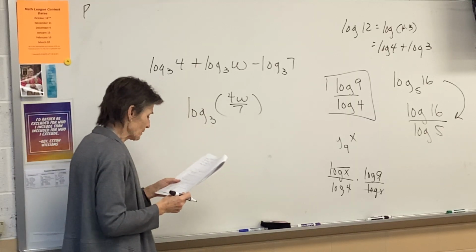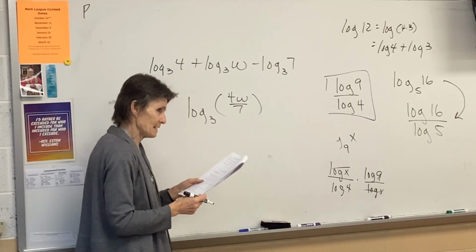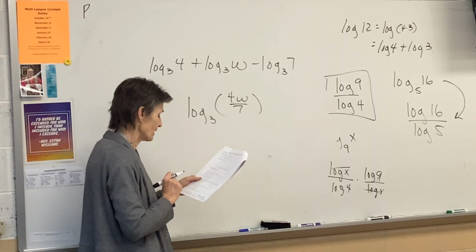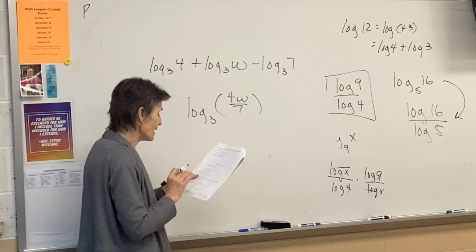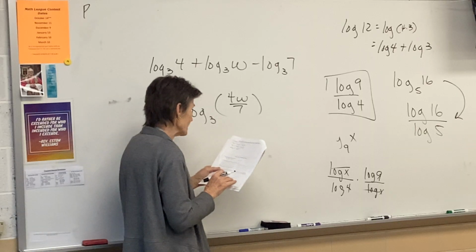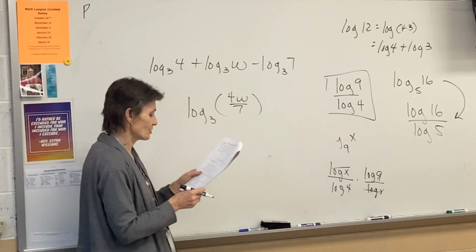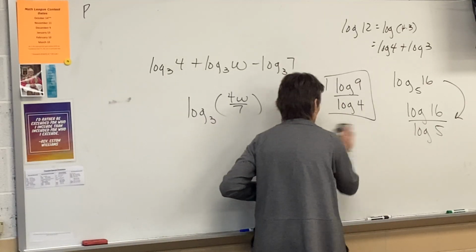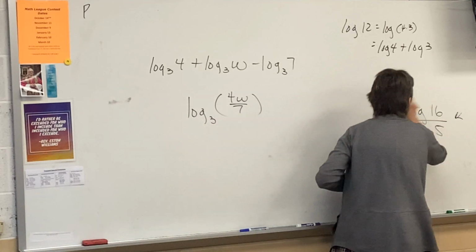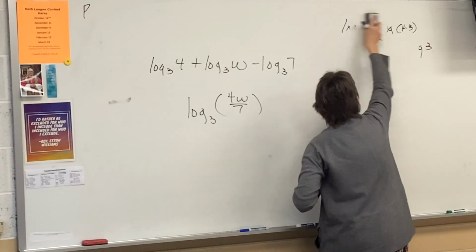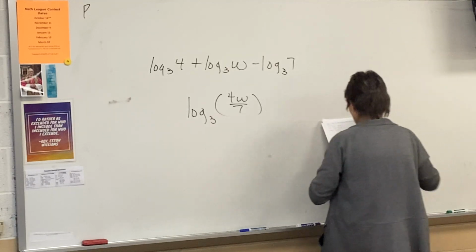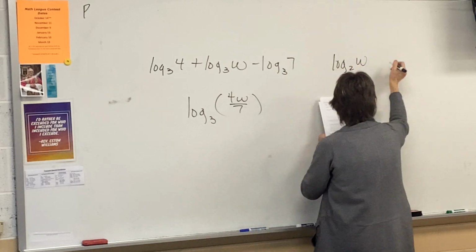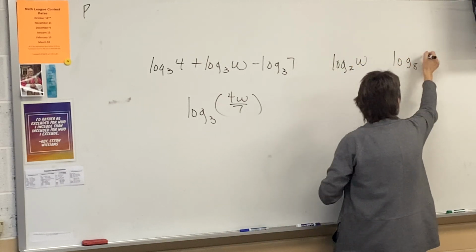All right. Number 2B. A is just filling in the chart. Okay, that's fine. We're not going to do that. B, write an equation relating log base 2 of W and log base 8 of W. Take a second with your partner and see if you can figure out how to relate these. Log base 2 of W and log base 8 of W.